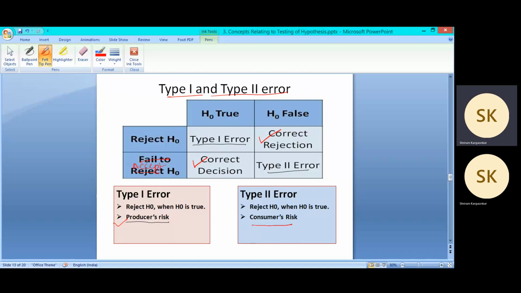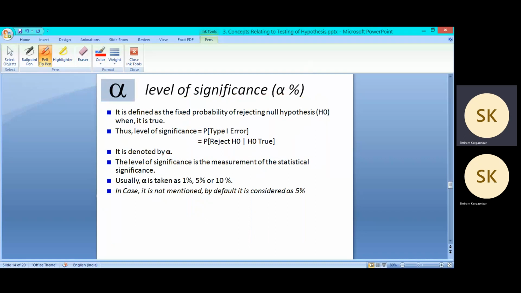So let's move on next. Level of significance. So it is defined as the fixed probability of rejecting the null hypothesis. Whenever we perform any experiment, we always assume some percent that it goes beyond the scope, that is, under certain situations, after preparation and taking care of everything, our results can be undesirable.